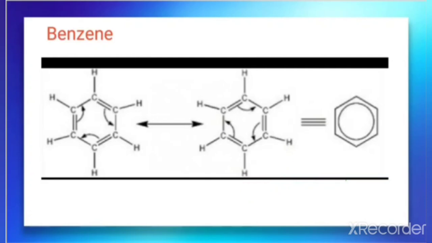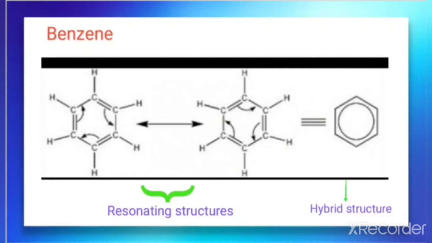So the first two structures are called resonating structures. How have we made this one? Just by changing the position of the double and single bonds. And the hybrid of these is this structure, where instead of double bonds, we represent a circle in the center. It shows the hybrid structure of these two.